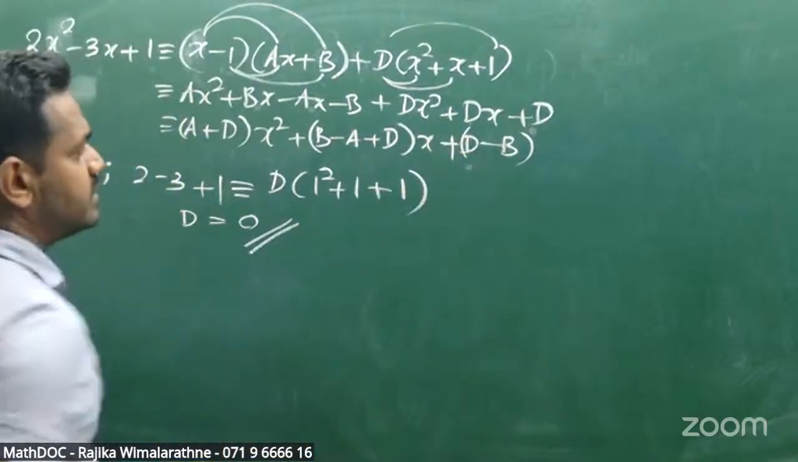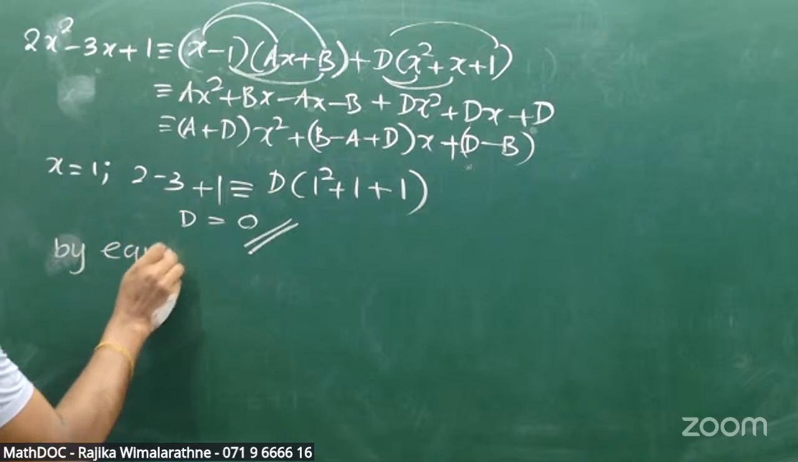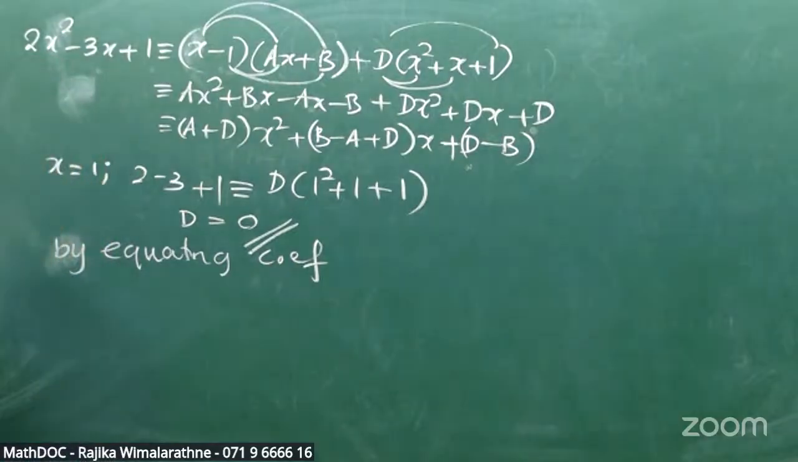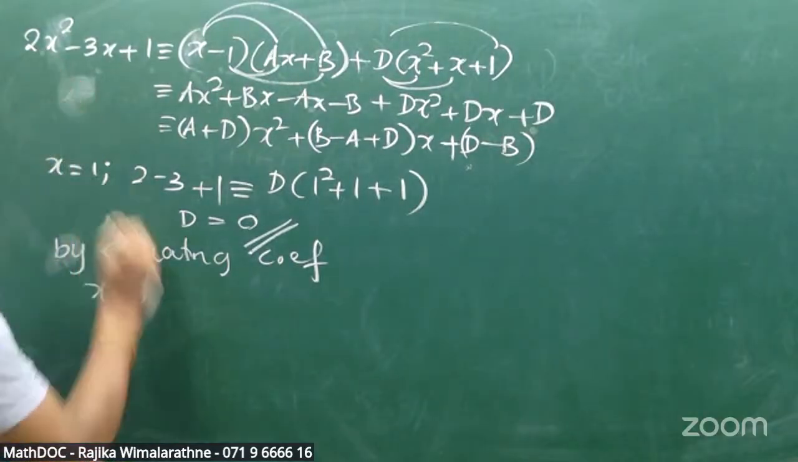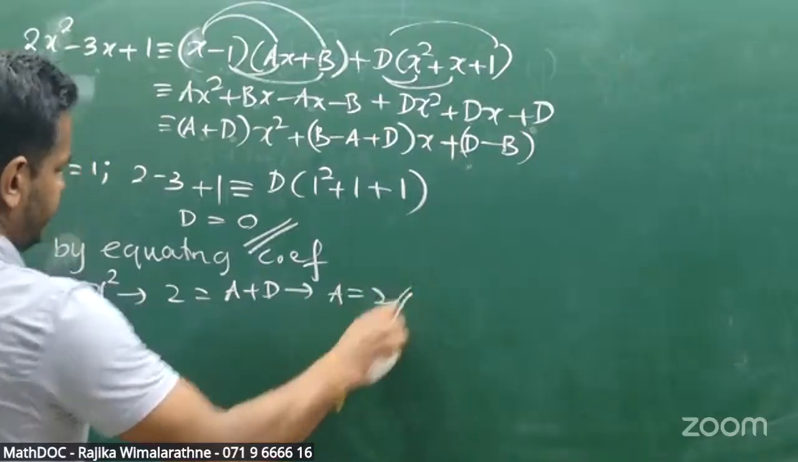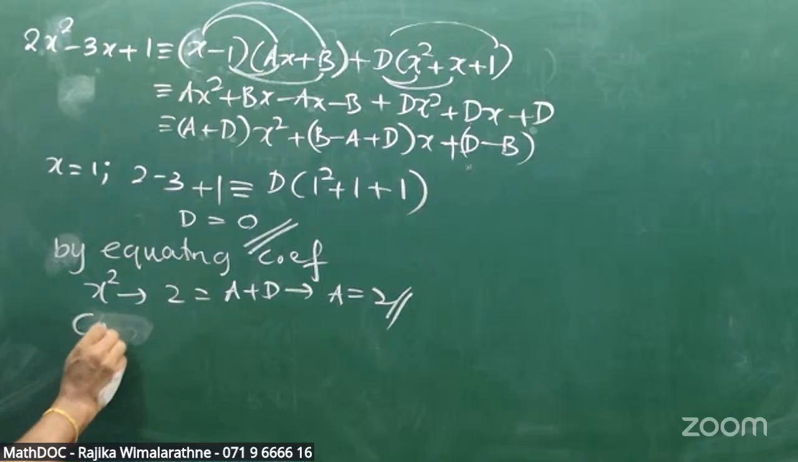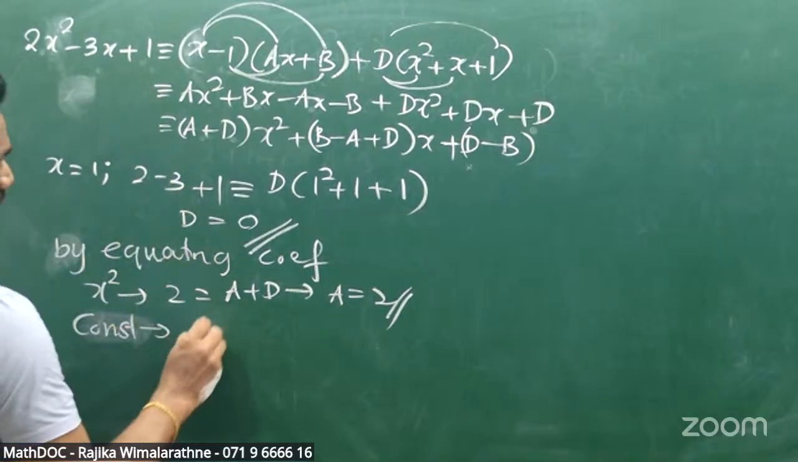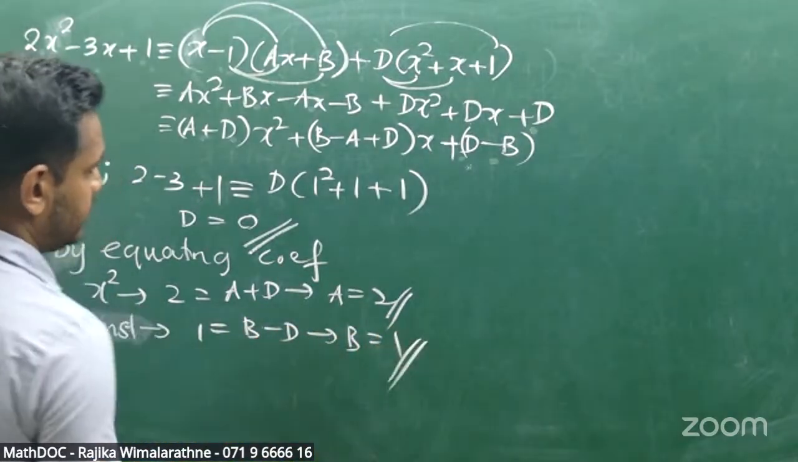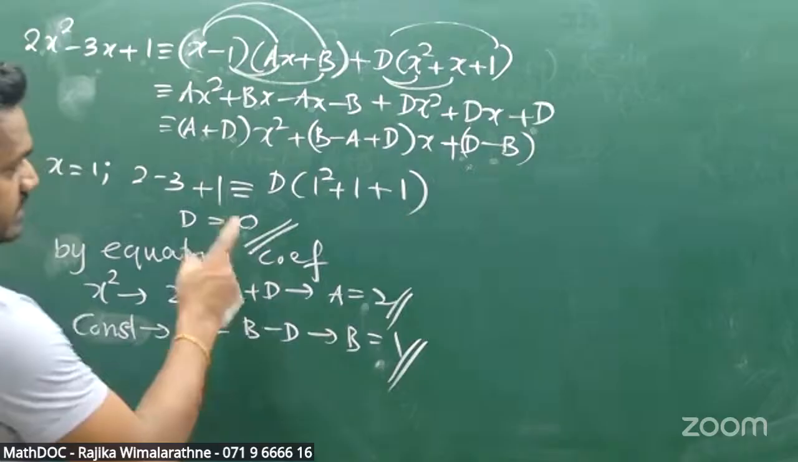Now here is the relation. Equate coefficients. For the x squared coefficient, 2 equals a plus d. For the x coefficient, we know d, so better to use the constant: here 1, there d minus b. Then b is minus 1. Okay.